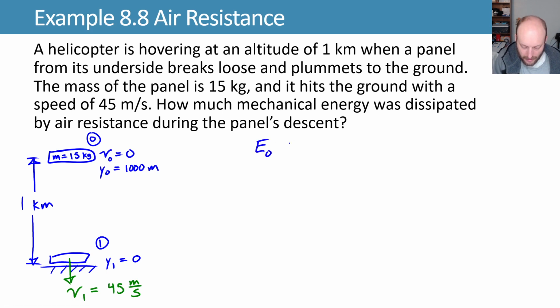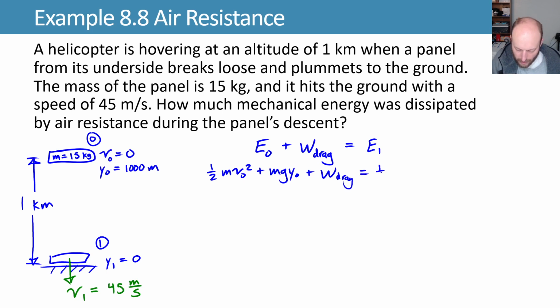That means we can say that E naught plus whatever work is done by drag on our system, we expect this to do negative work as it slows down our system, is equal to E1. I'll write this out as 1/2 m v naught squared plus m g y naught plus the work of drag is equal to 1/2 m v1 squared plus m g y1. Let's zero out the things that we know are 0 to simplify our lives.